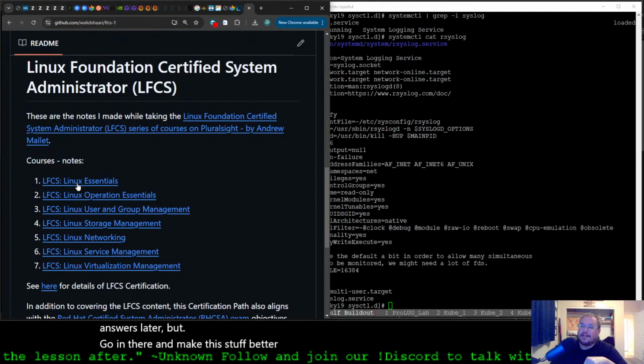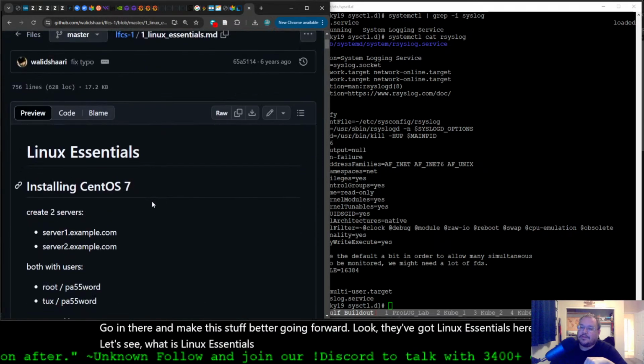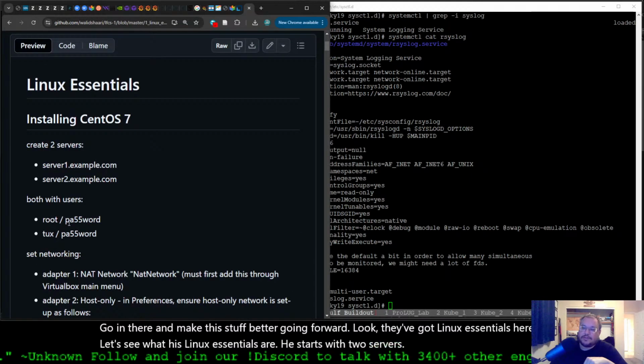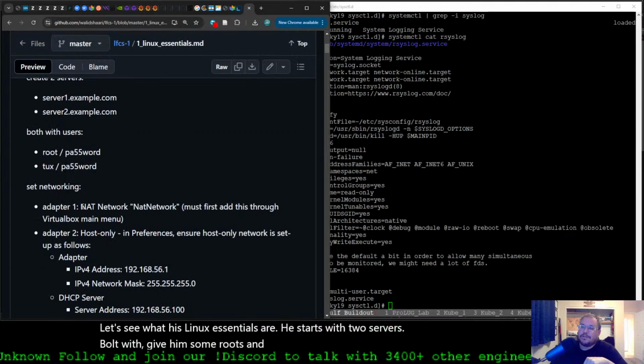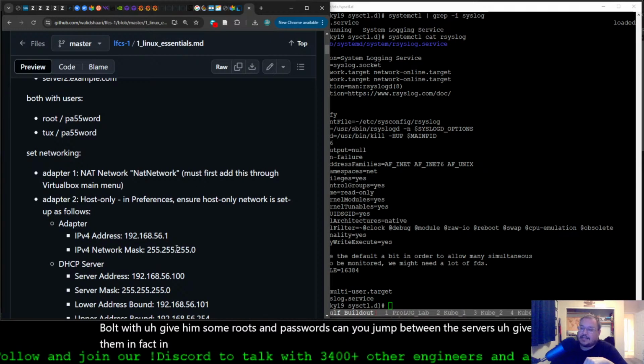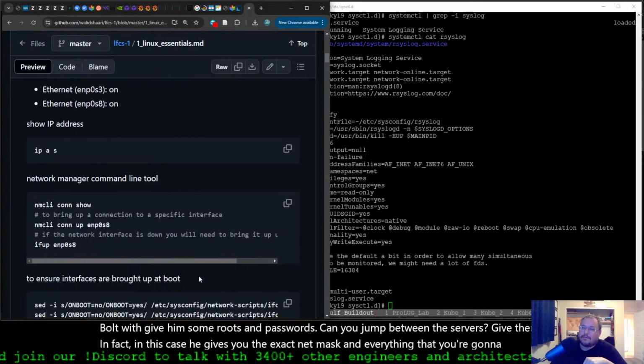Look, they've got Linux Essentials here. Let's see what his Linux Essentials are. He starts with 2 servers. Both with some roots and some passwords. Can you jump between the servers? In fact, in this case, he gives you the exact netmask and everything that you're going to do. Okay.